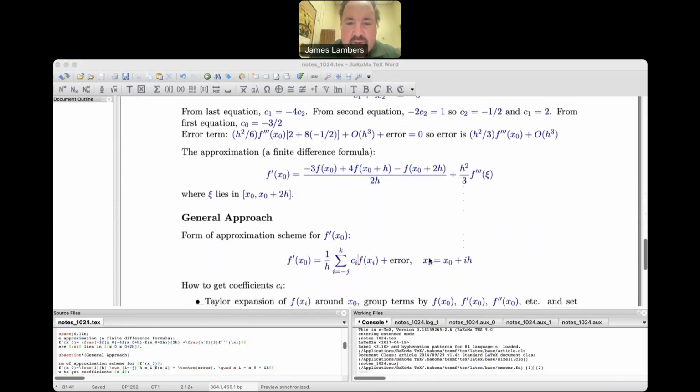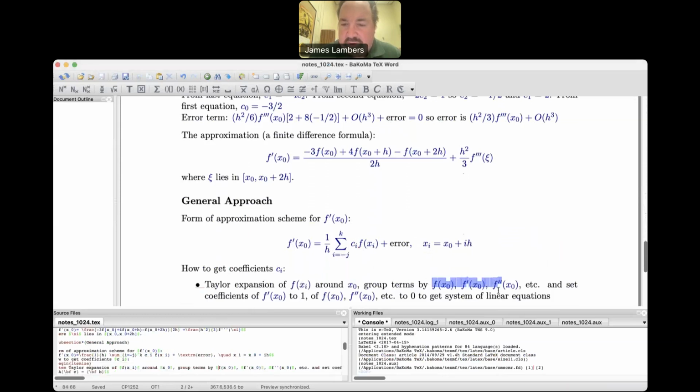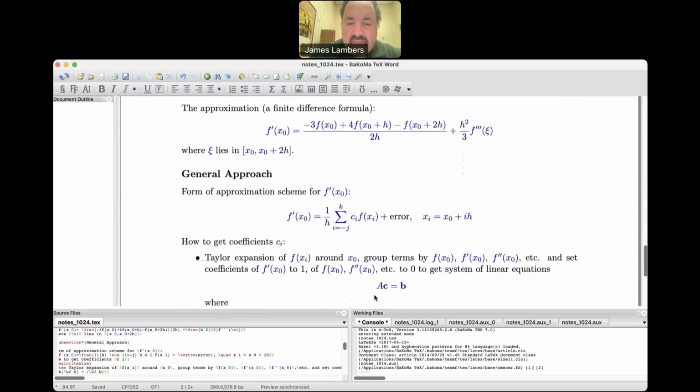Okay, so how do we get to coefficients? Carrying out what I did before, you take your Taylor expansion of each of these f of xi values around x naught. We group these kind of terms together, and so you set the coefficient of f prime of x naught equal to 1, and then you set the coefficients of all other derivatives of f at x naught equal to 0, as many as you can get away with, and you get a system of linear equations. It has this form, matrix A times a vector C equals a vector B.